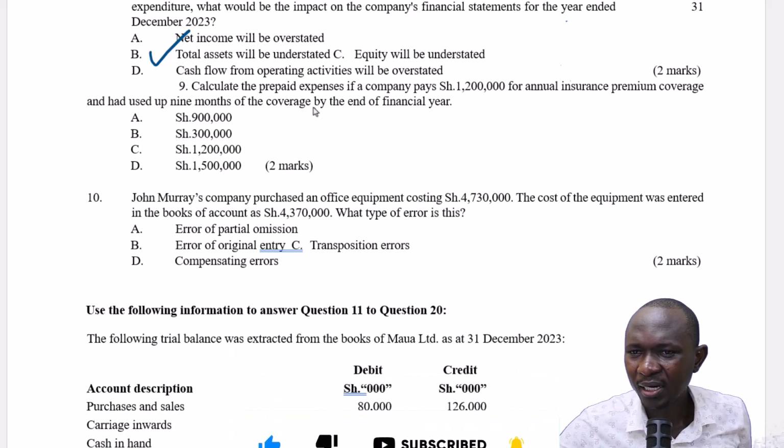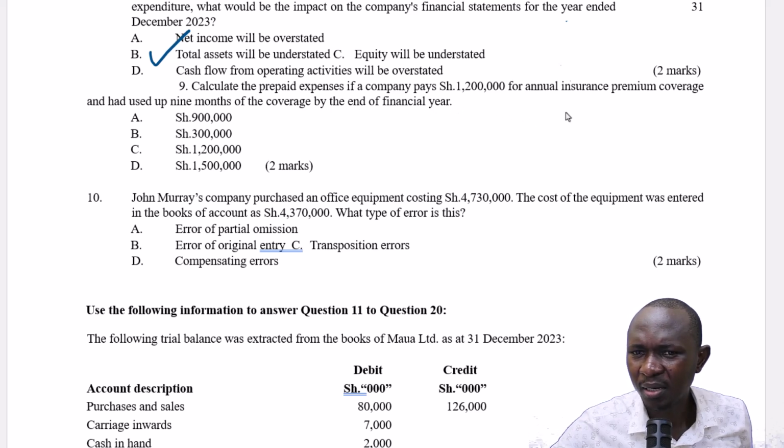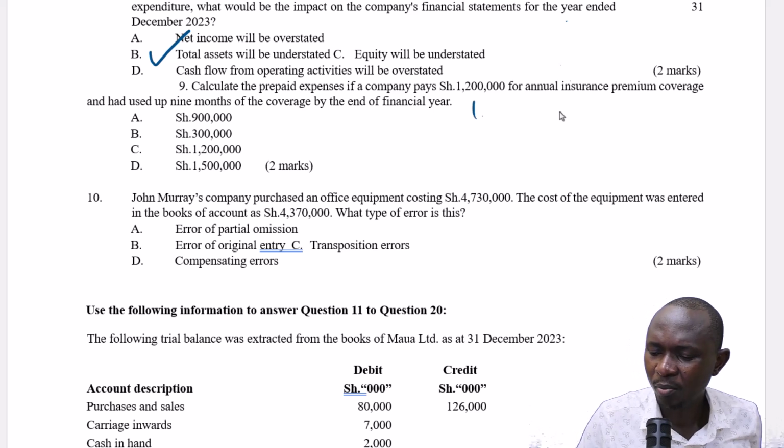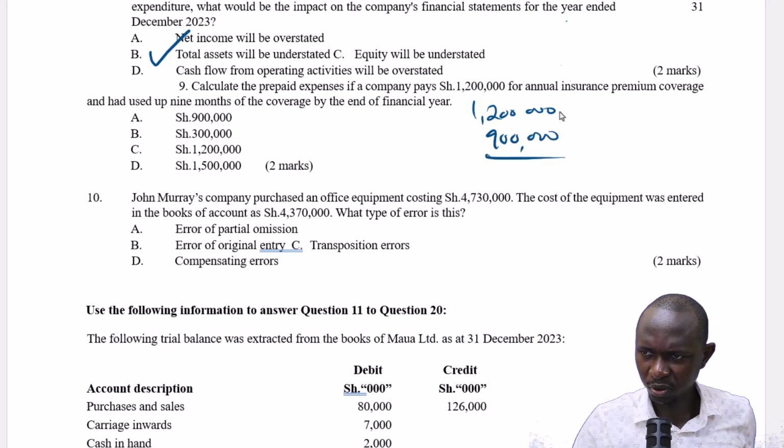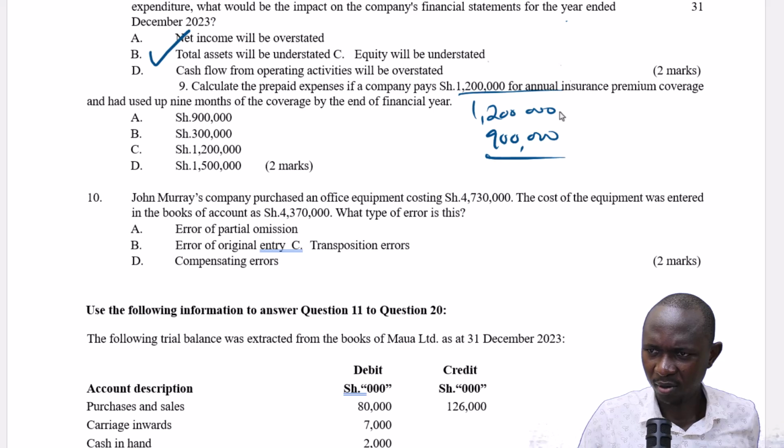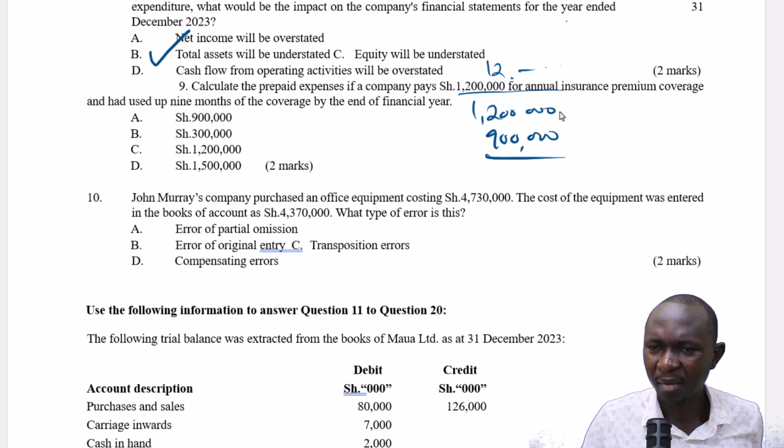Question 9. Calculate the prepaid expenses if a company pays 1.2 for annual insurance premium coverage and had used up 9 months of the coverage by the end of financial year. The company had paid 1.2 million, but it only used 900,000, because 1.2 million is for annual, and we have how many months? 12 months. It means every month 1 million is not it, rather 100,000, and it had used up 9 months.